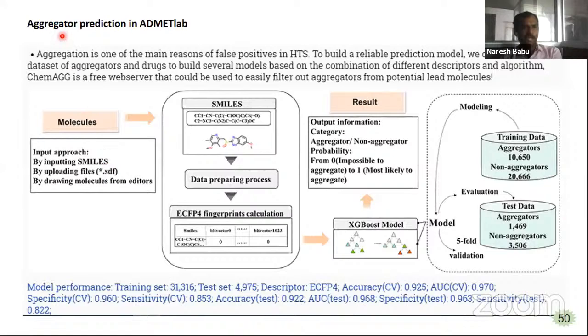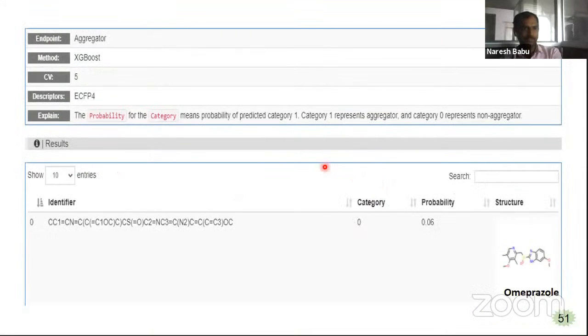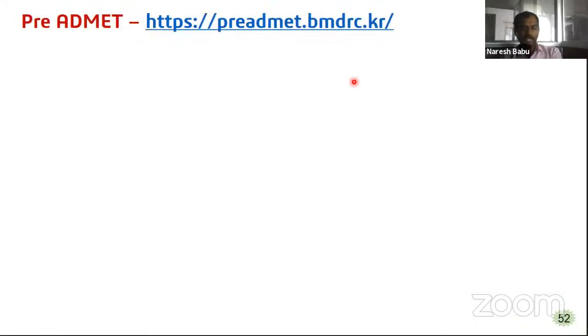And we can also find the aggregation prediction in ADMETlab, whether it is aggregating or not. This omeprazole is not aggregating, so it is categorized as 0. The probability of aggregation is very low, that is 0.06. So that is about ADMETlab.